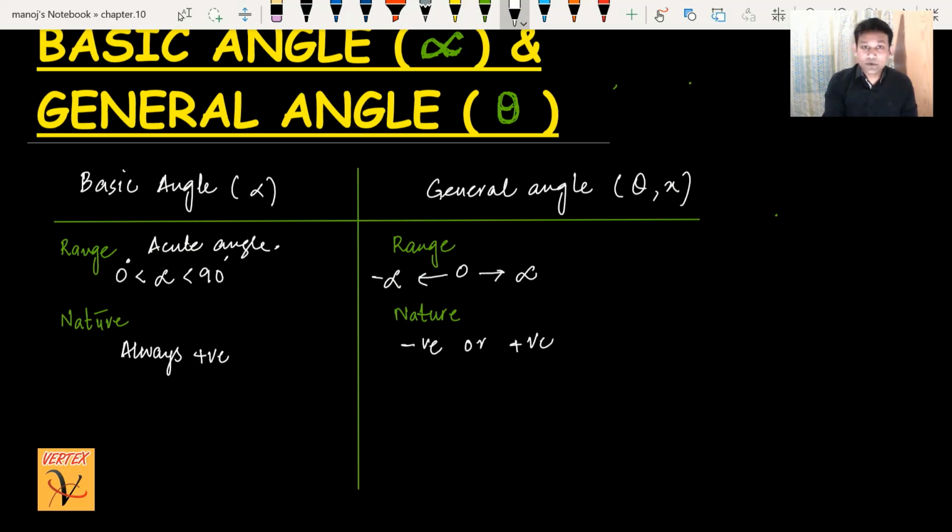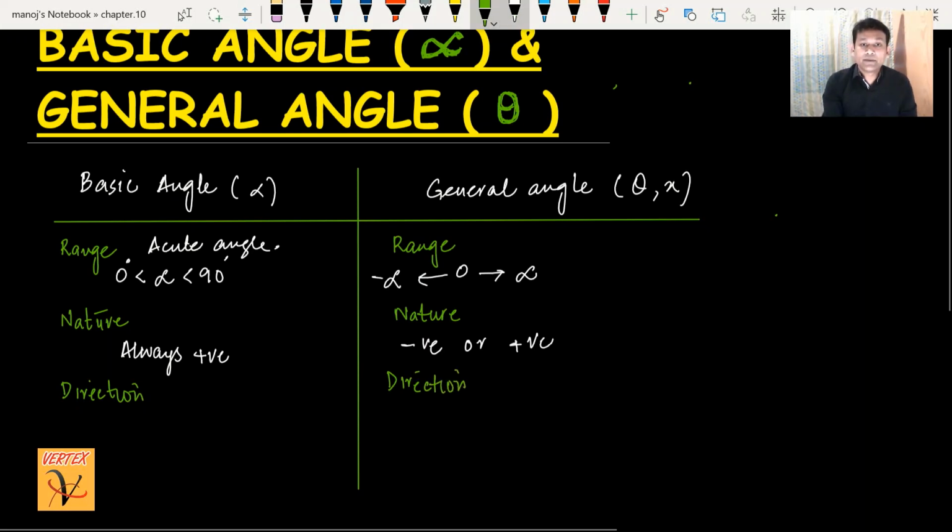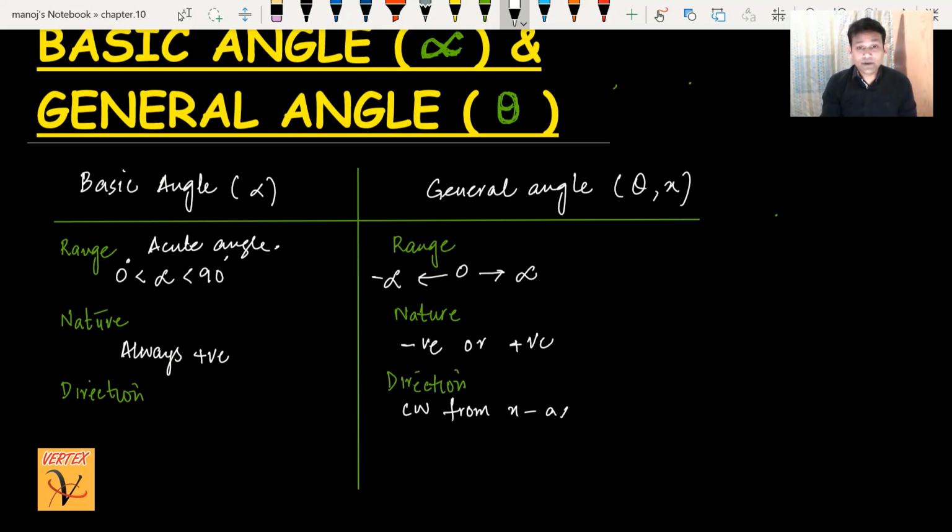But how it goes, I would like to explain here with the direction. Because of the direction, we decide whether the angle is negative or positive. Okay, I would like to start from here. When we move clockwise from the x-axis, this is very important, I'm writing x-axis, this was the method to find the basic angle and the general angle, and I have to use the x-axis.